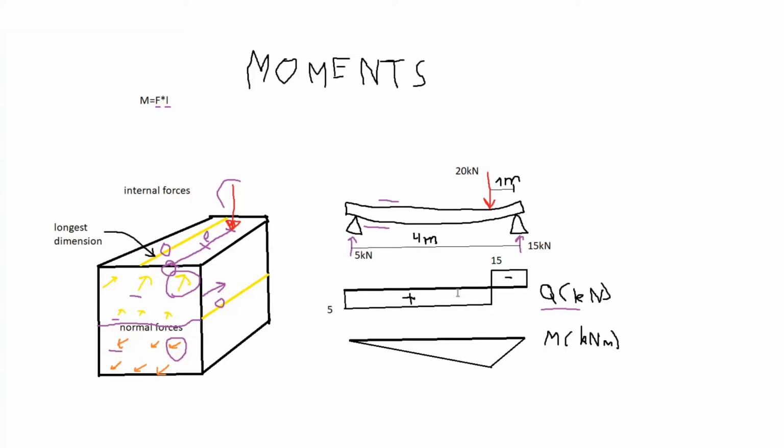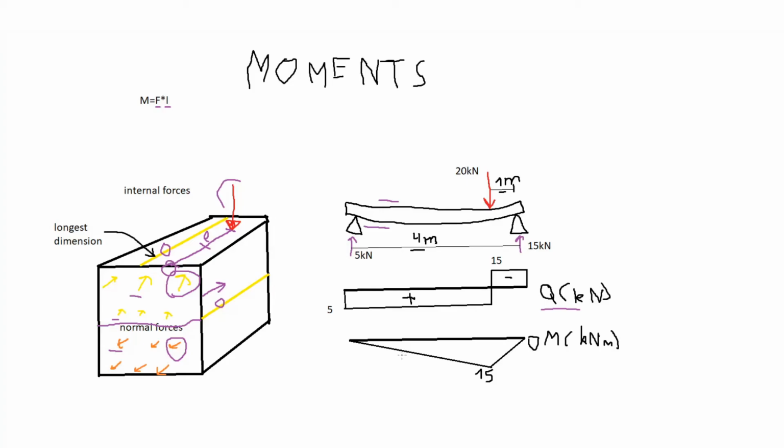And the way we calculate the area of a rectangle is one side times the other side. So one side is 5 kilonewtons, and the other side, which is the length of the rectangle, is 3 meters. 3 times 5 is equal to 15. The area of the second rectangle is equal to 15 times 1, which is also 15, but since it's negative, we just subtract that area from the first area and we get back to 0.